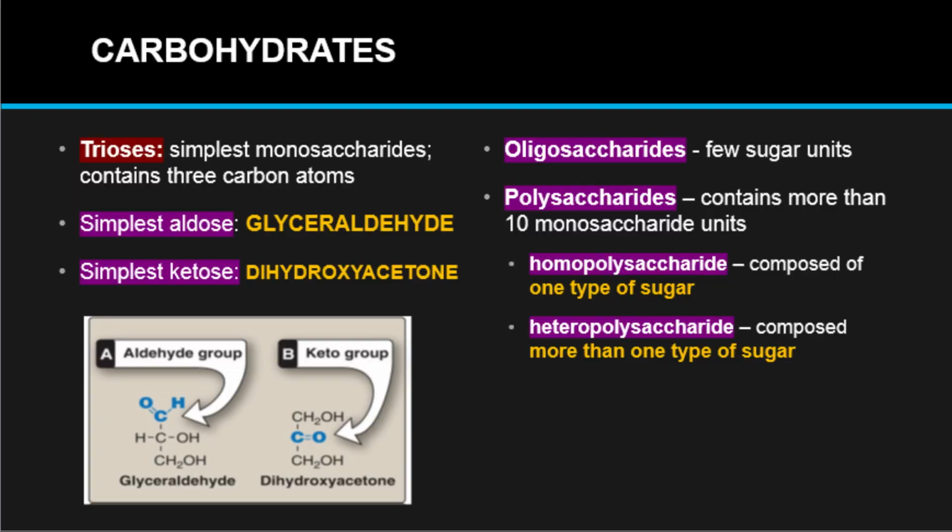So, three classifications of sugars. We have monosaccharides, the simplest sugar, oligosaccharides, and polysaccharides. Monosaccharides are the building blocks of carbohydrates. The simplest monosaccharides contain 3 carbon atoms, which are called trioses. The simplest aldose is called glyceraldehyde, and the simplest ketose is called dihydroxyacetone, whose structures can be seen on the screen.